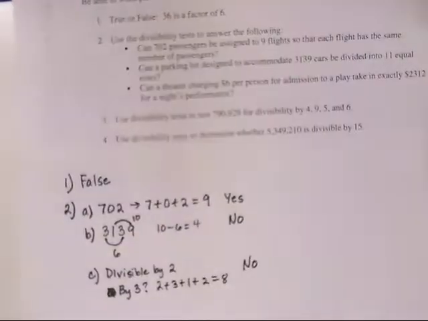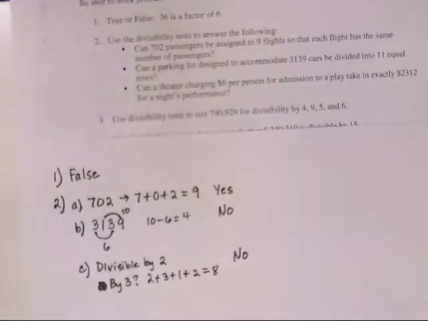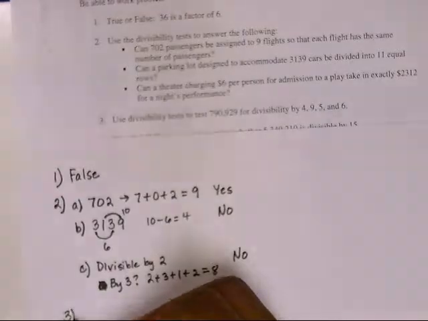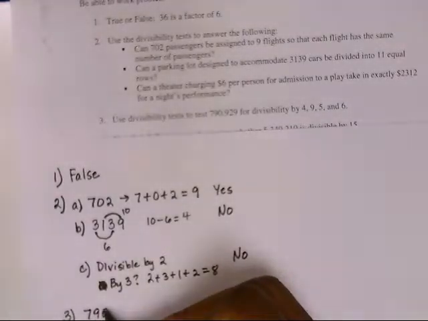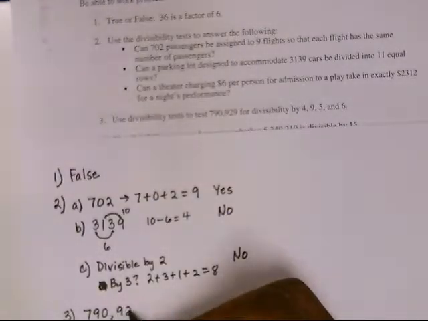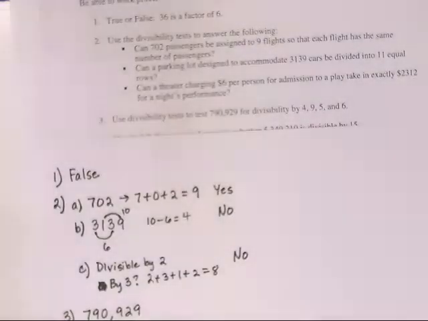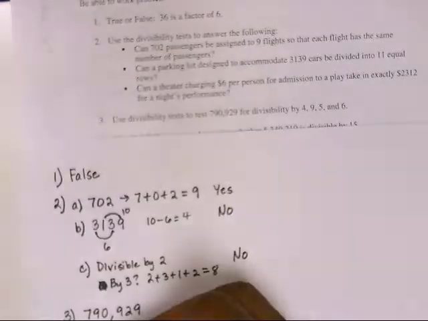Alright, number 3. Use the divisibility test to test 790,929 for divisibility by 4, 9, 5, and 6.